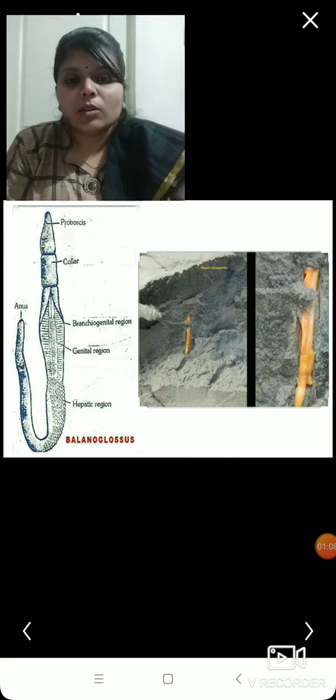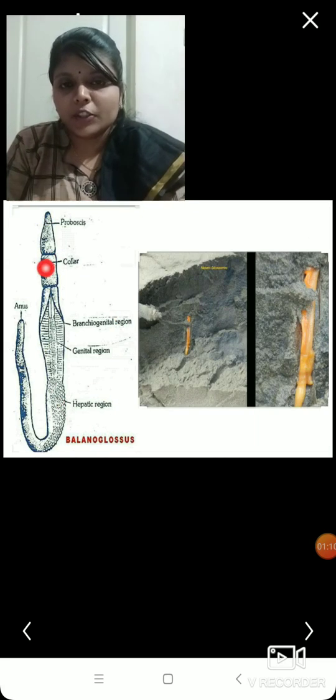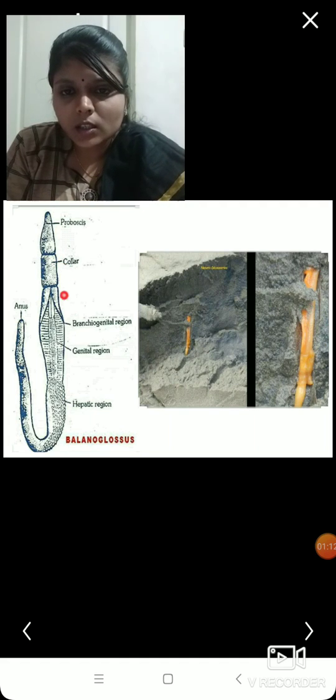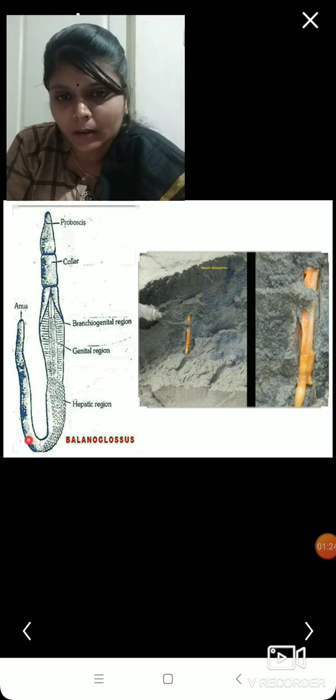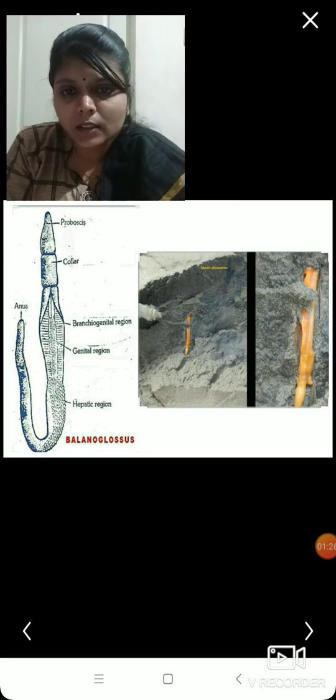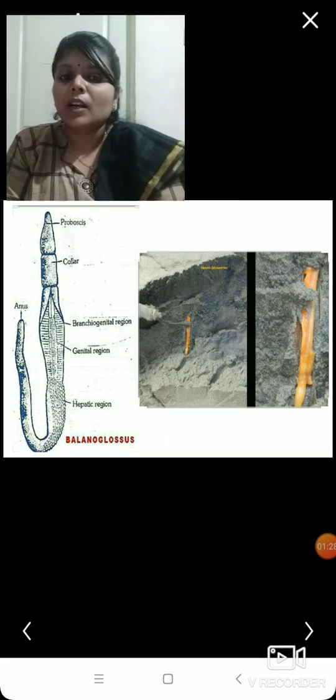So this is the Balanoglossus that you see in the picture, which is a worm-like structure, which has the proboscis, collar, then branchial region, the genital region, and hepatic region. This is all the trunk. Completely this is the trunk, which ends in the anus.